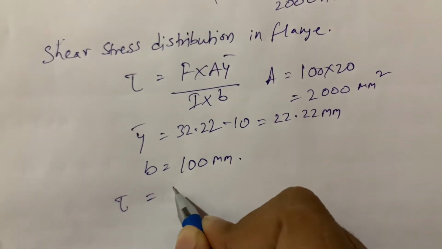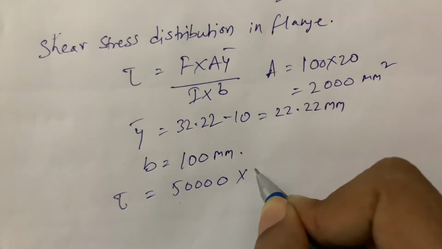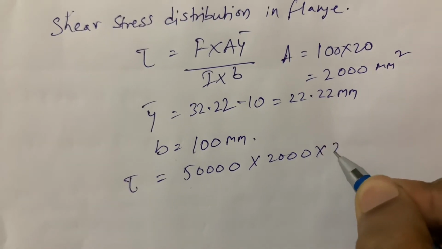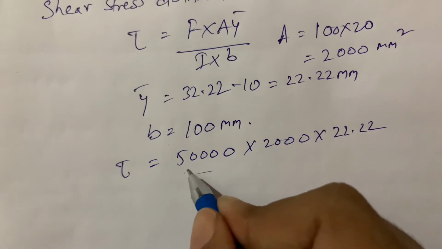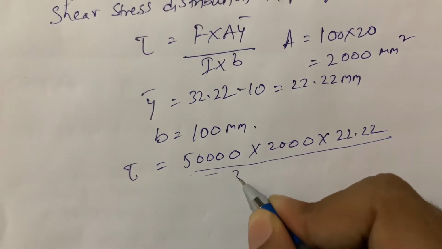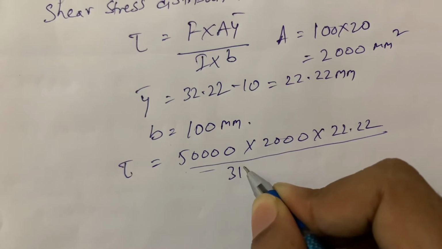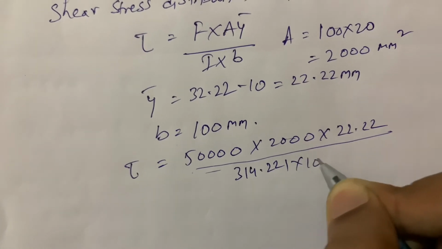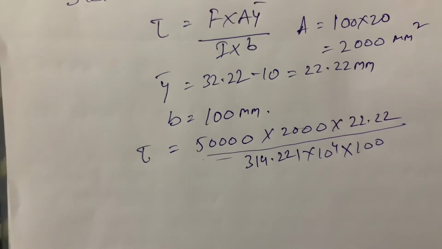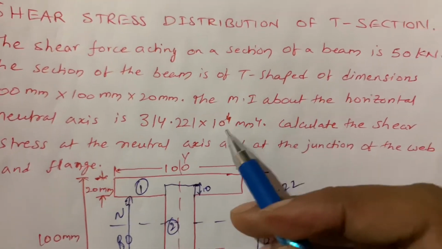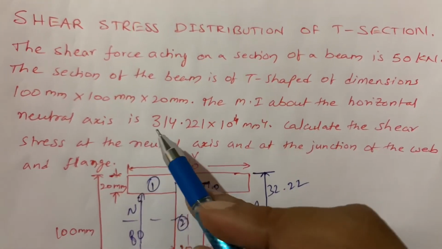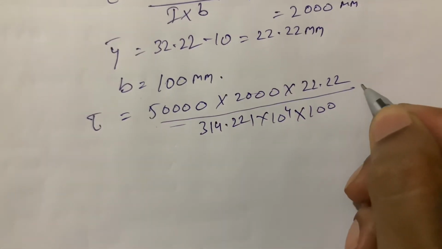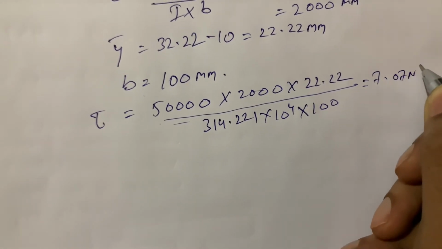So tau equal to F value 50,000, 2000 area, and y bar value 22.22, divided by the moment of inertia, which is given in the question, the moment of inertia about the horizontal neutral axis, that is 314.221, and B value is 100. So I got the value 7.07 Newton per mm square.